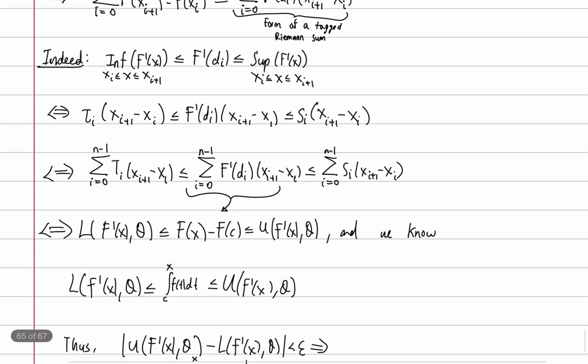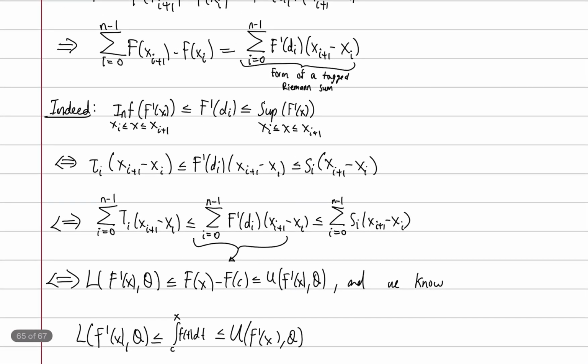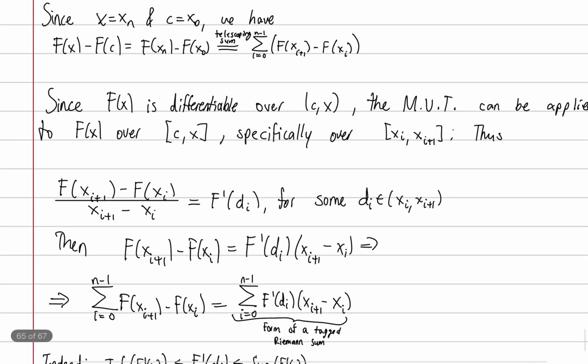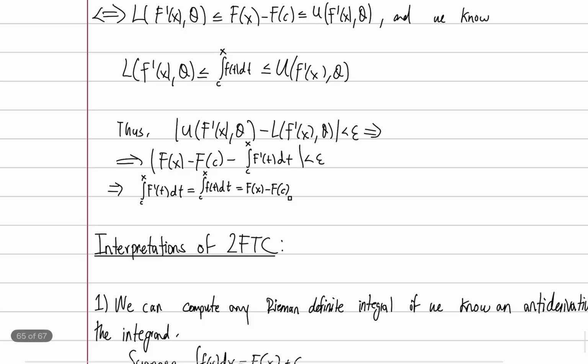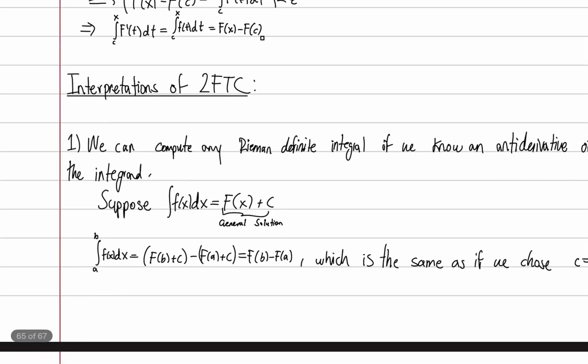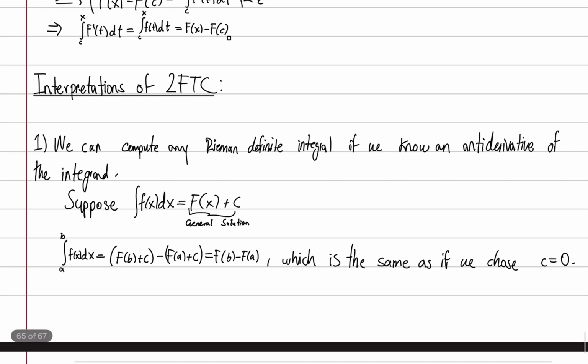And it really started to take shape the second we had this form of a tagged Riemann sum. And then from there, the rest was trivial. The main thing, of course, happened to be the telescoping sum and applying the mean value theorem over our subintervals. Now we're going to go over some interpretations and also some other things we can get before we can just start using the second fundamental theorem.